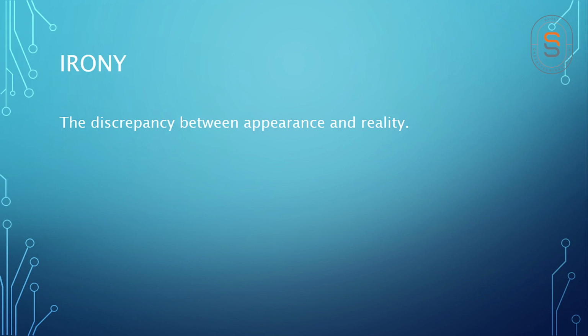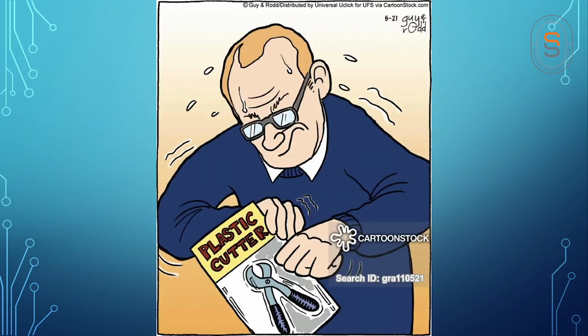Now, irony is the discrepancy between appearance and reality. If we look at this guy, he is trying his utmost best to open the packaging of a plastic cutter. So the cutter that he's supposed to be using to open that plastic is inside. So that is quite ironic. He can't get it out.